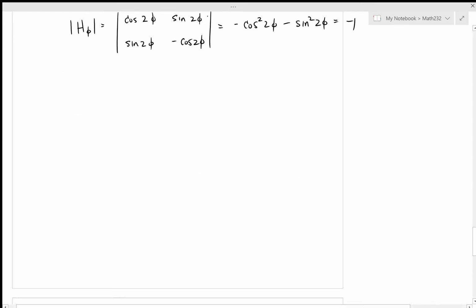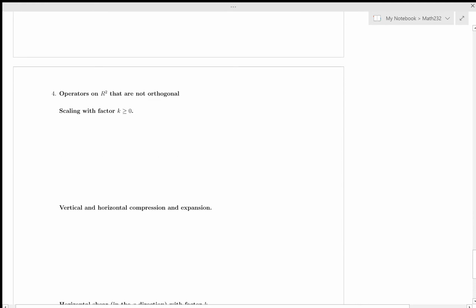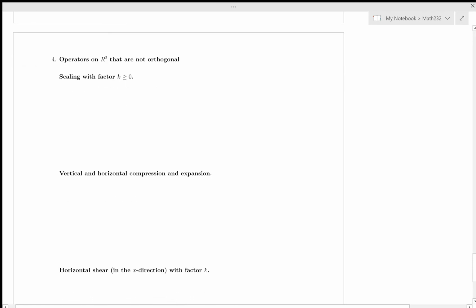Okay, a final slide. This is a short lecture. We have seen the two orthogonal standard matrices. Now, what about operations in R2 that are not orthogonal? So we'll contain them to doing one thing at a time. So these are going to be not length preserving. And here are some examples.